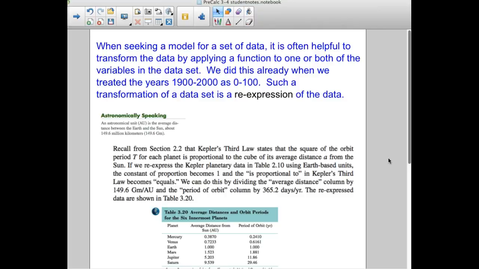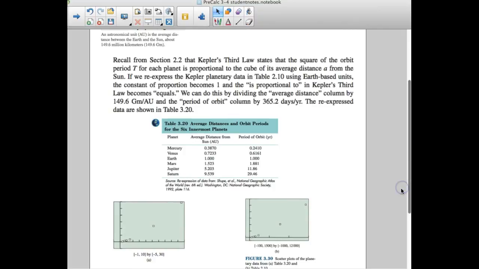So we're going to look at an example of where we could re-express some data. Back in chapter 2, we had an example or two involving Kepler's third law. Remember that the square of the orbit period T for each planet is proportional to the cube of its average distance a from the sun. So the square of the time it takes to make an orbit is proportional to the cube of the distance from the sun.